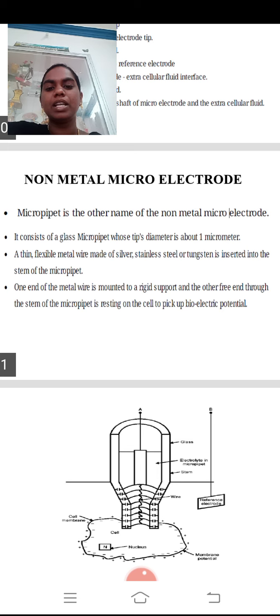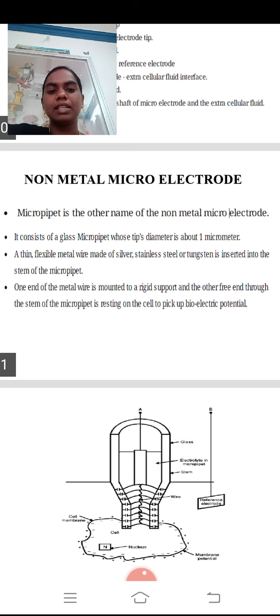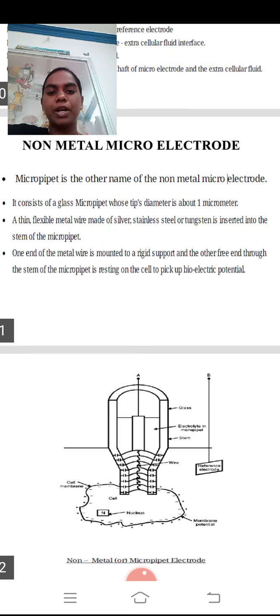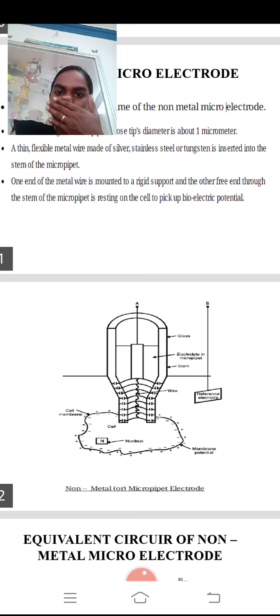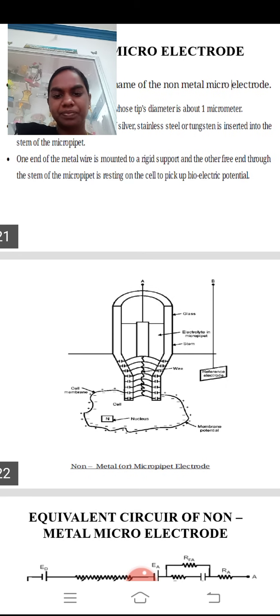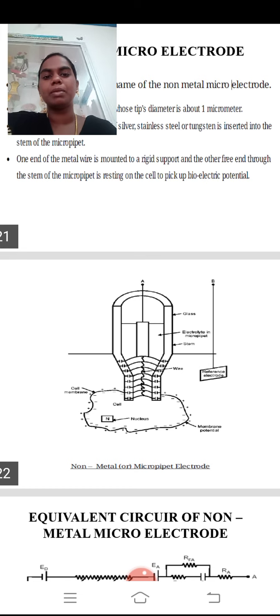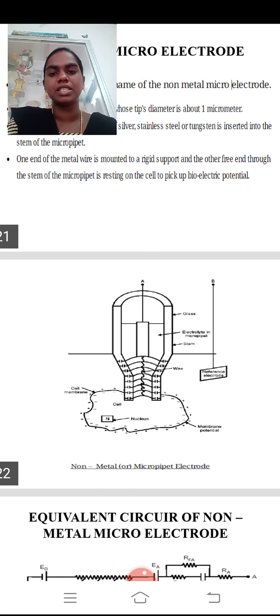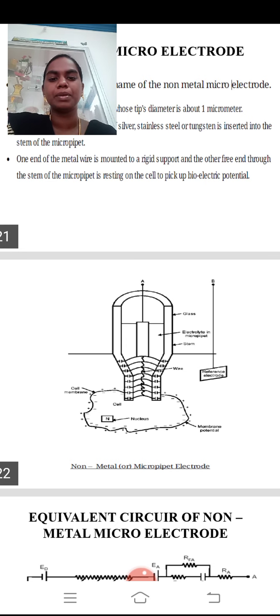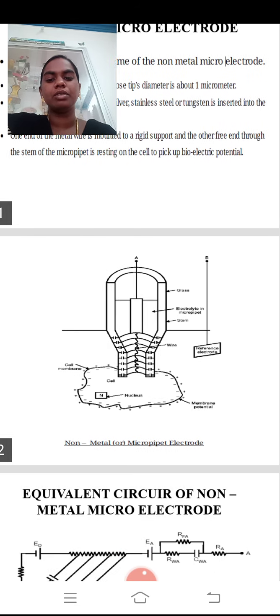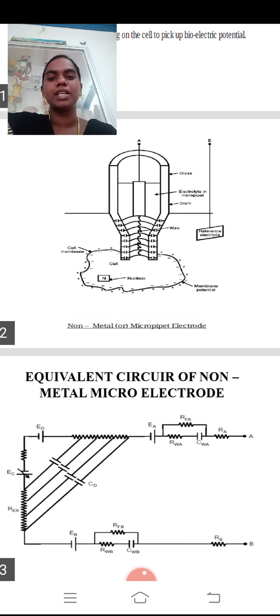One end of the metal wire is mounted to a rigid support and the other free end, through the stem of the micropipette, is resting on the cell to pick up the bioelectric potential. The figure shows the micropipette arrangement. Here at the bottom side we have one tip arrangement. This tip is inserted into our body. The diameter is about 1 micrometer. Then it will measure and send feedback about the single cell activity. For further purposes, it will be communicated through the lead wire system. The remaining operation is similar to the metal microelectrode.